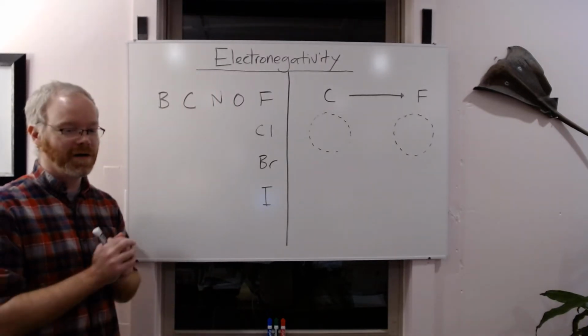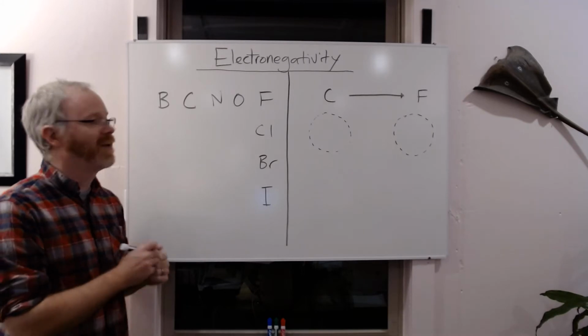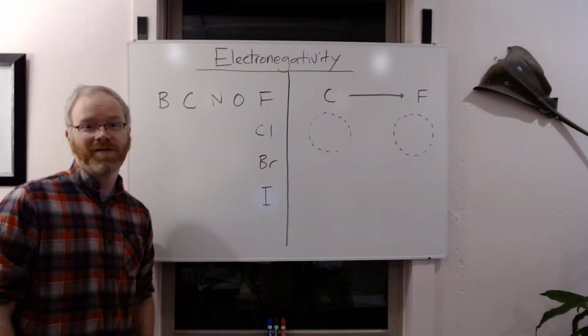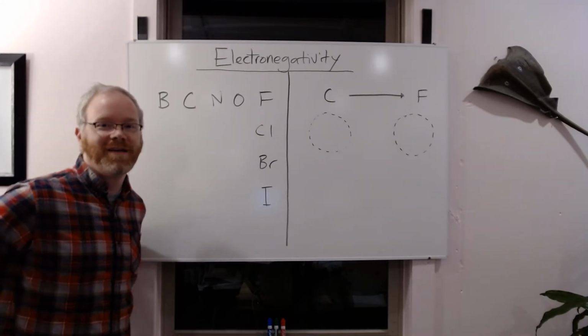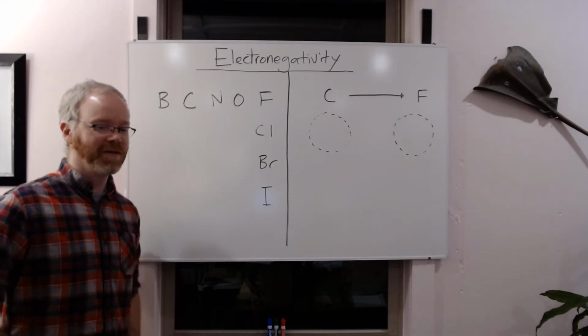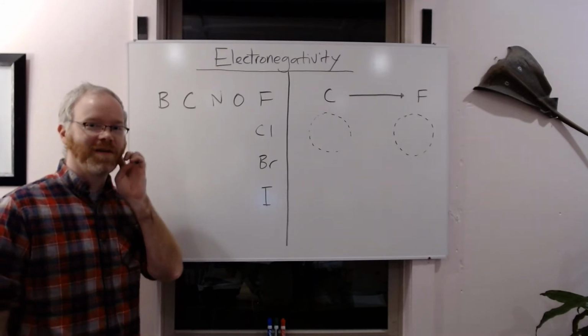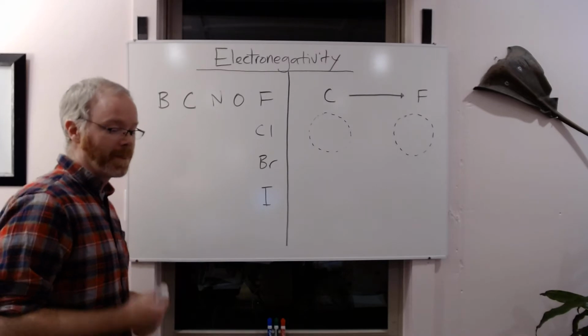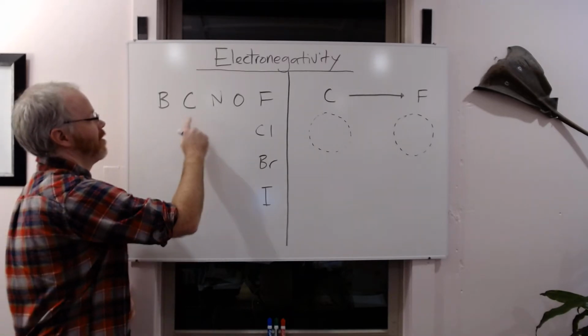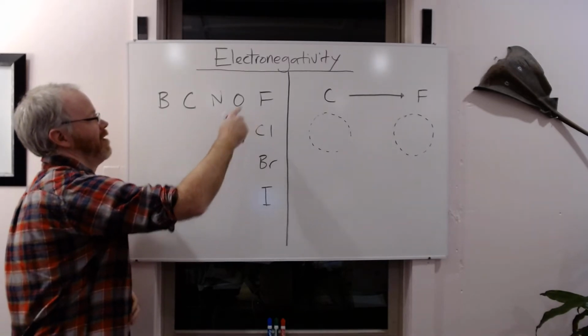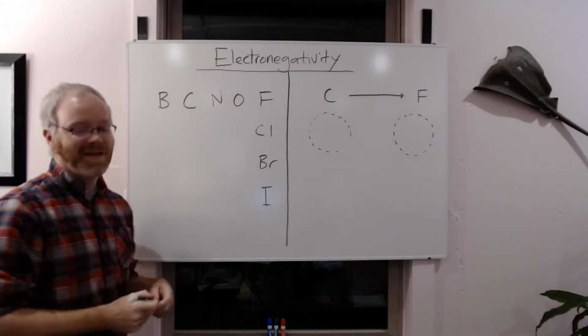So here we're going to explain electronegativity, how it works, and what the trend is across the periodic table, specifically for the atoms that we tend to be concerned with for organic chemistry. So we've got boron, carbon, nitrogen, oxygen, fluorine, down to iodine. That's what we're going to be looking at.